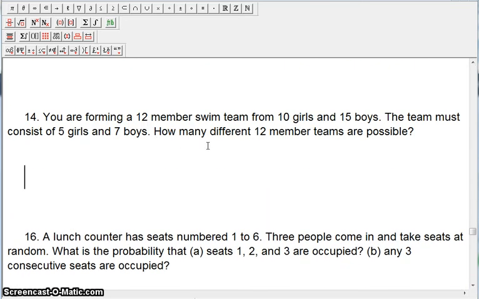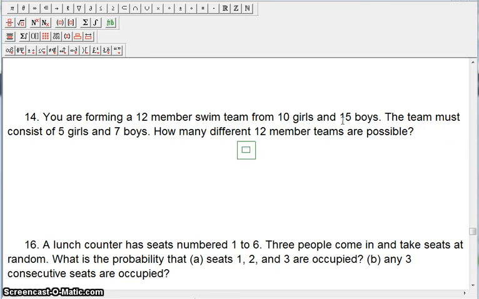Okay. You're forming a 12-member swim team from 10 girls and 15 boys. The team must consist of 5 girls and 7 boys. How many different 12-member teams are possible? Now, this one looks complicated, but it's actually set up in a particularly nice way. Because it specifically says how many girls and how many boys, it's 2 completely different problems put together.